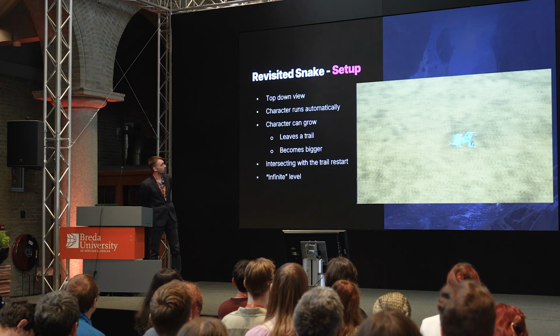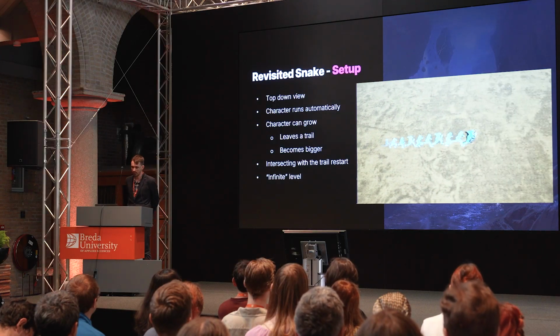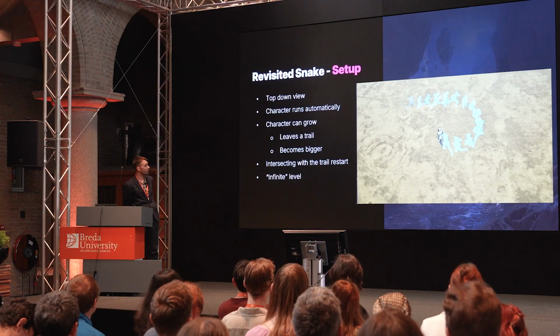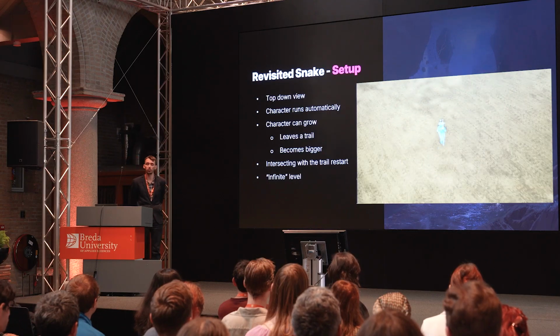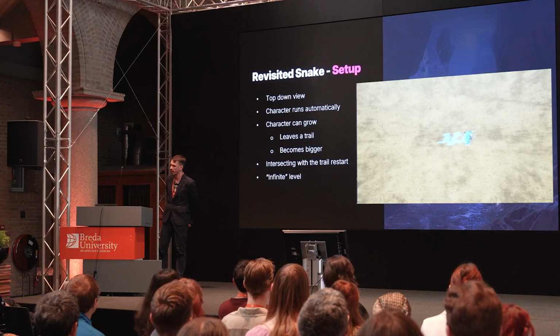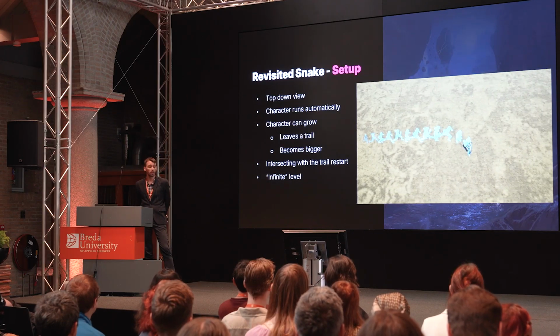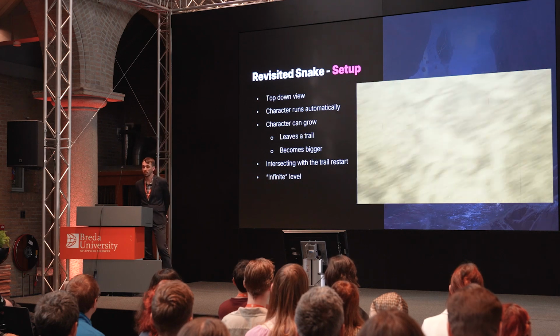So for the basic setup, I used the top-down view template from Unreal. You have the character that runs automatically. It can grow and leave its trail behind it. It's a very simple Niagara effect that takes the pose of the character. If you intersect with the tail, you restart. And it's an infinite level.